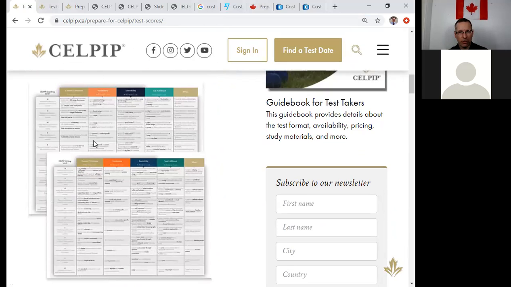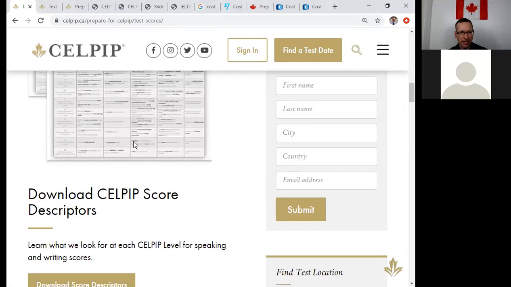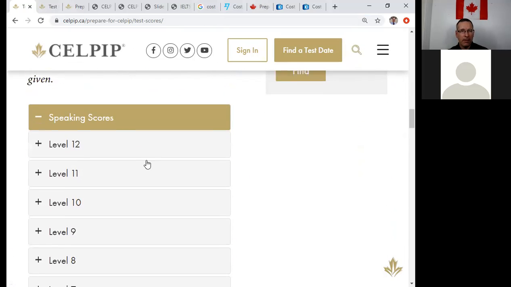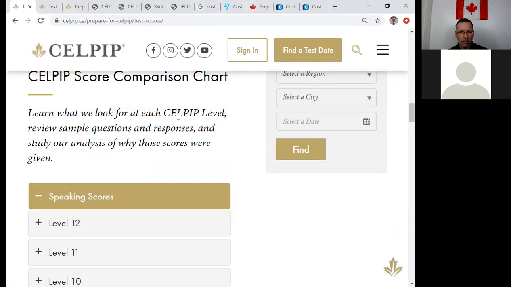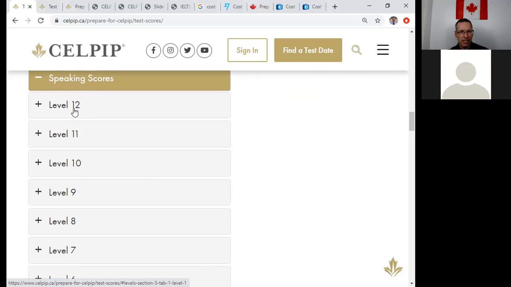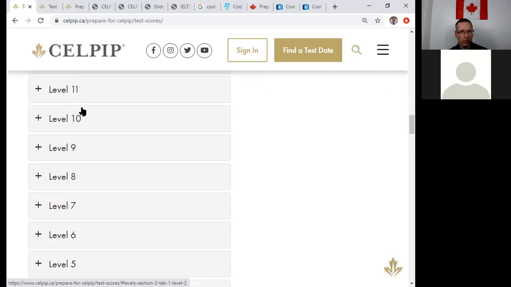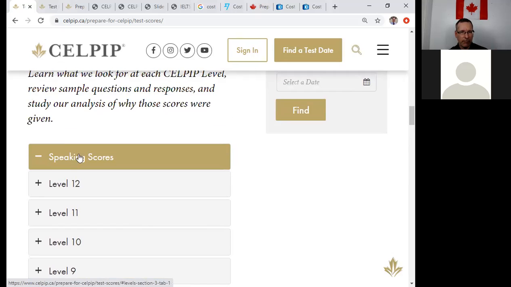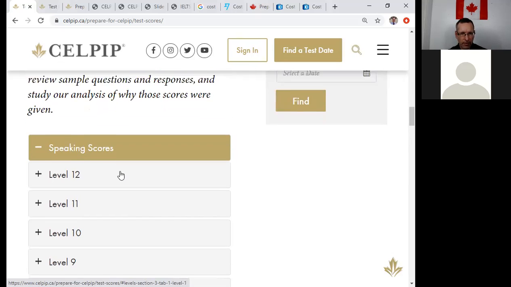is marked. So there's a chart for writing and a chart for speaking, which you can download or open up. Then it talks about a score comparison chart of some sample questions, responses, and an analysis from the CELPIP examiners, why they got that mark. And you can see here it goes from level 12 down to level 0, and they have it for the speaking, and then they also have it further down for writing.